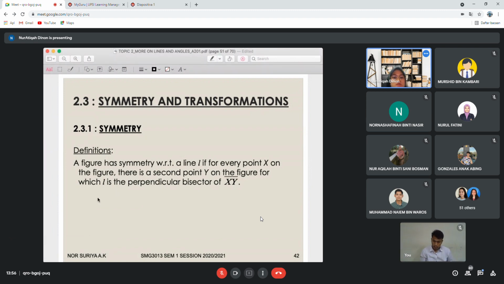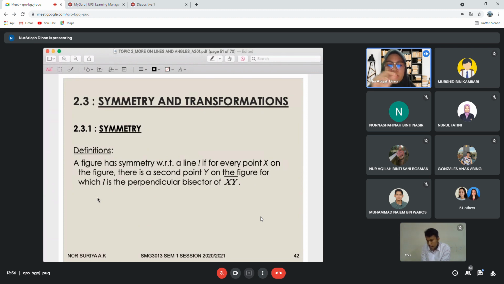In this part, we already covered most of what you're going to learn here. We already learned it during high school, but we're just going to recap. So symmetry. What is the definition of symmetry? We say a figure has symmetry with respect to a line L if for every point X on the figure, there is a second point Y on the figure for which L is the perpendicular bisector of XY.